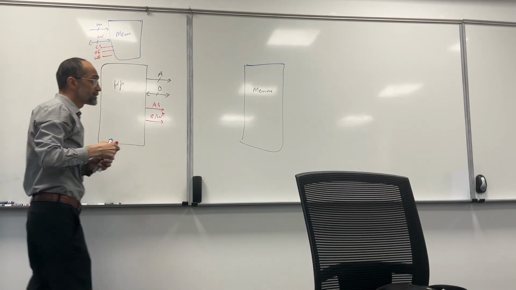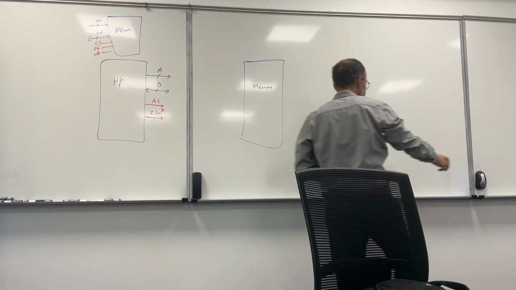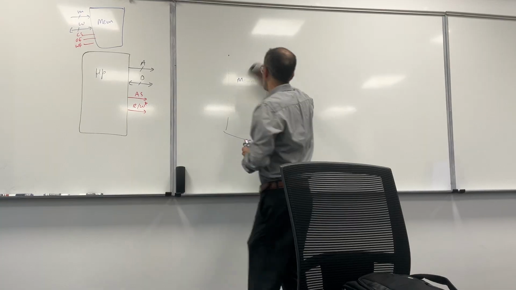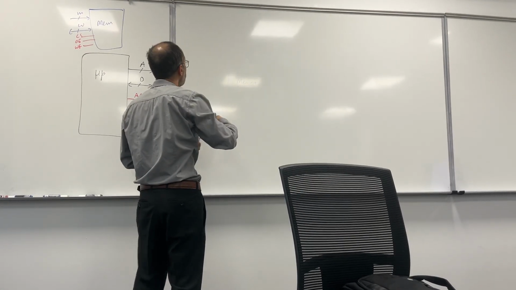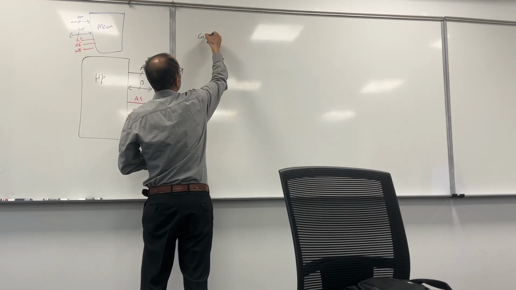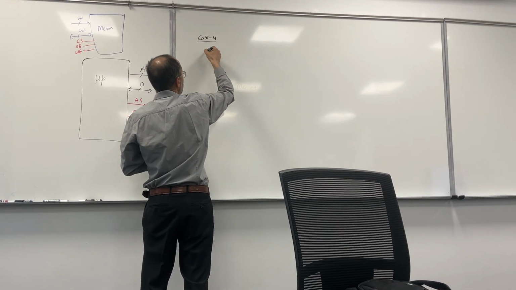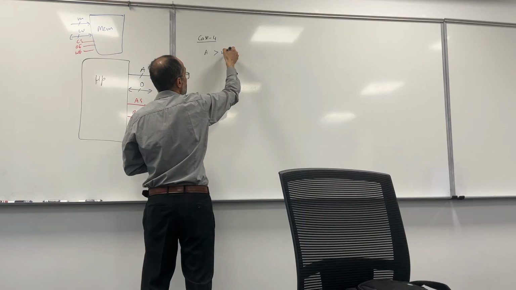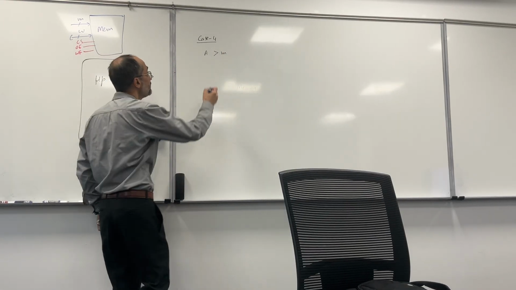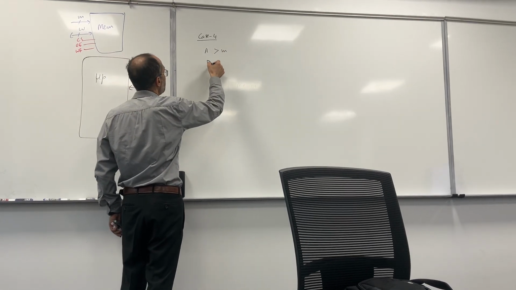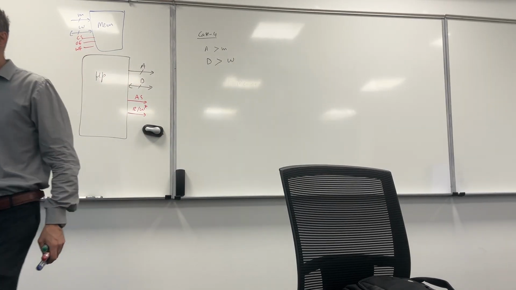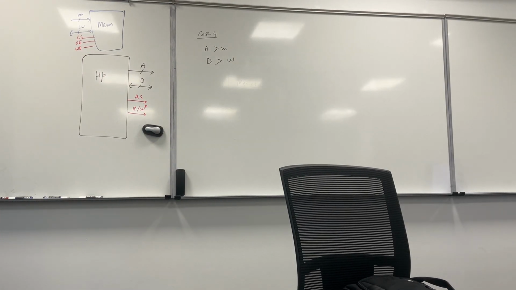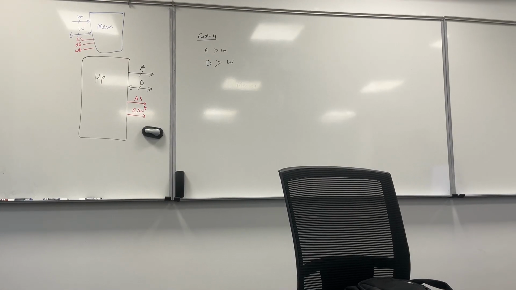Now we will consider case number 4, and now we will generalize it. Case number 4 in which A is greater than M, yes? And then D is what? D is greater than W. So in this example, we need multiple rows and multiple columns.